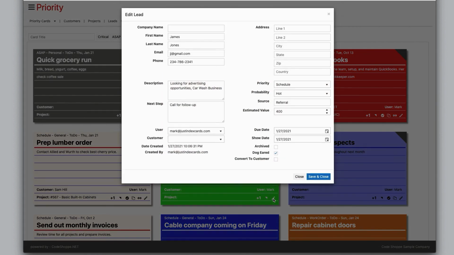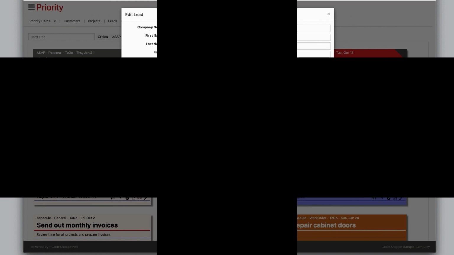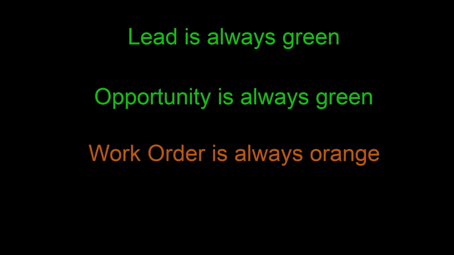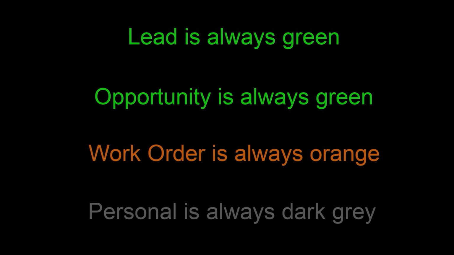I'd like to add here that certain colors are predetermined for certain card types and for leads. A lead is always green. A card with a type of opportunity will always be green. A card with a type of work order will always be orange. A card with a type of personal will always be dark gray.